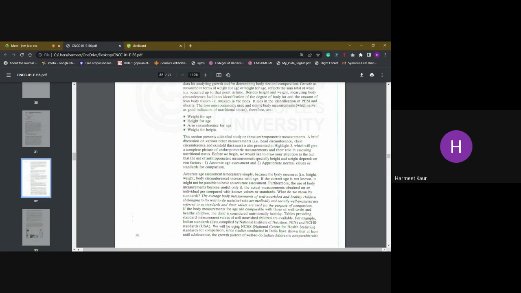Then finally you have weight for height. Now you see, this first one was weight for age. So this was related to what should be the weight at a particular age. But the last one is weight for height. So this parameter indicates that according to that height, what should be the weight.